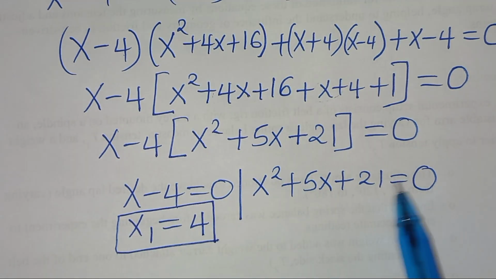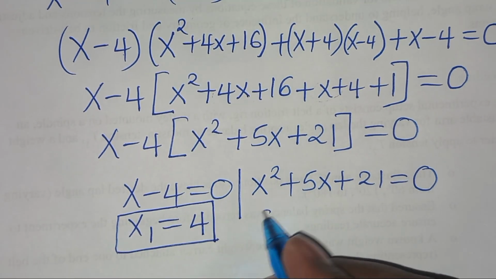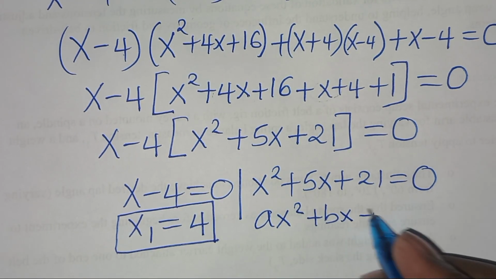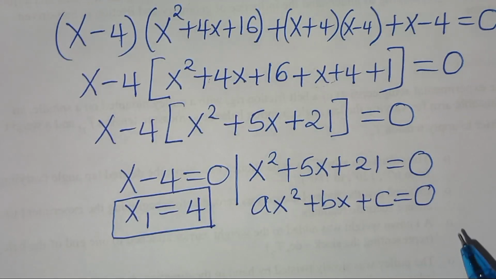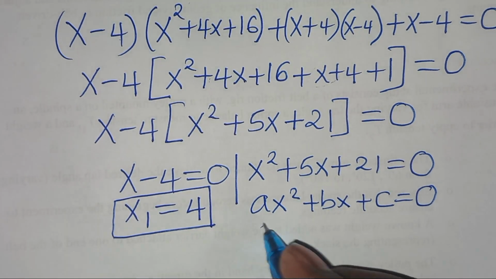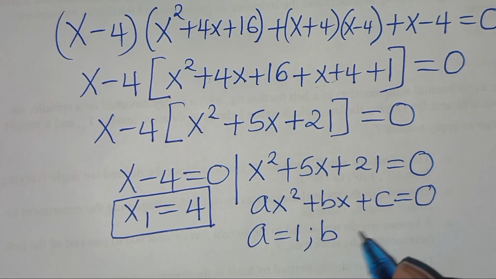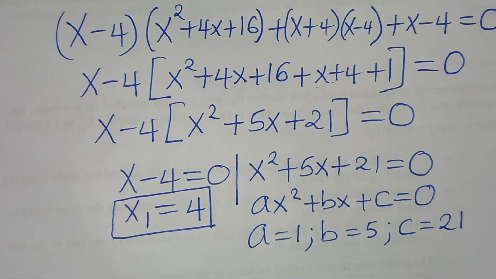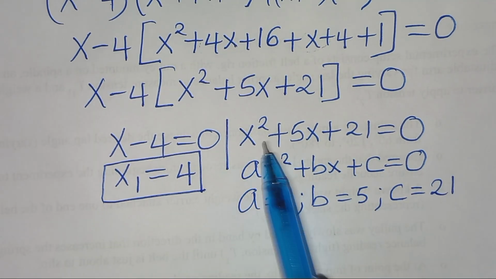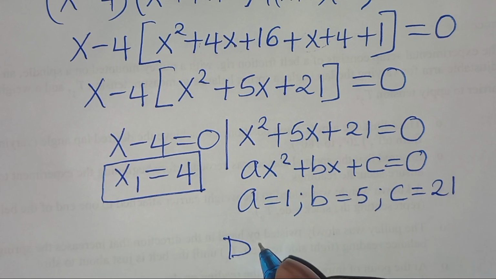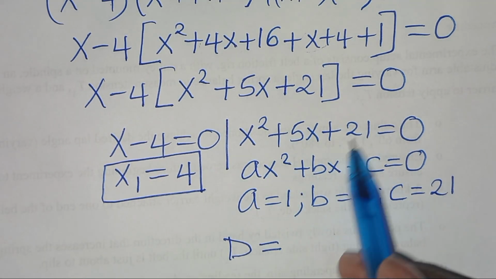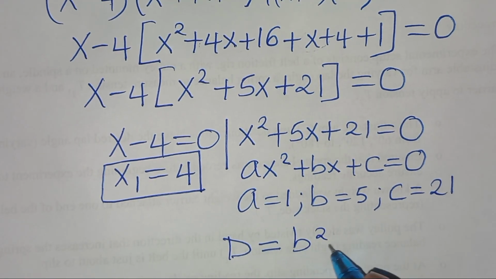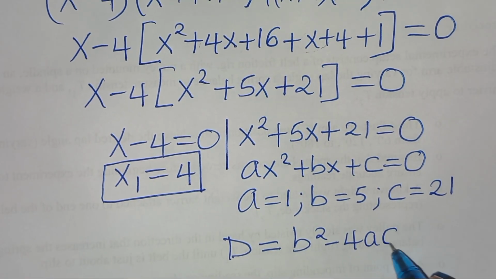Now, the next case here, this is a quadratic equation of the form ax squared plus bx plus c, this is equal to 0. Now, from this quadratic equation, a is equal to 1, b is equal to 5, and c is equal to 21. So let's determine the discriminant value so that we can be able to assess the nature of the root of this quadratic equation. The discriminant value is equal to b squared minus 4 times a times c.